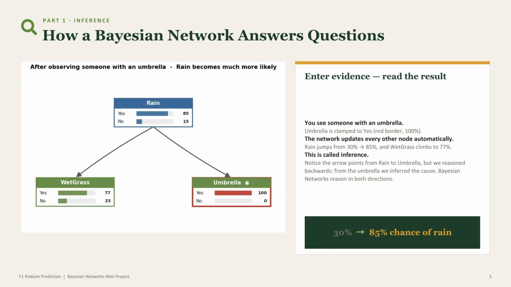How does a Bayesian network answer questions? We have to enter the evidence and then read the results. For example, if we observe that someone has an umbrella with them, rain becomes much more likely. In this diagram, the rain jumped from 30% to 85% with the umbrella observed.